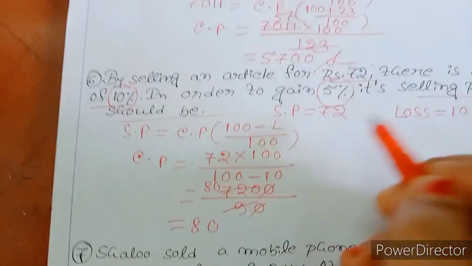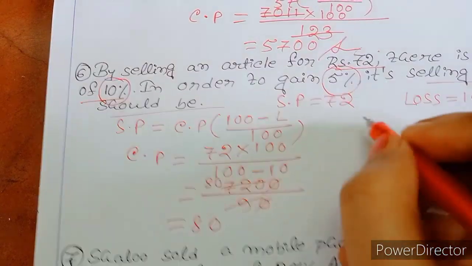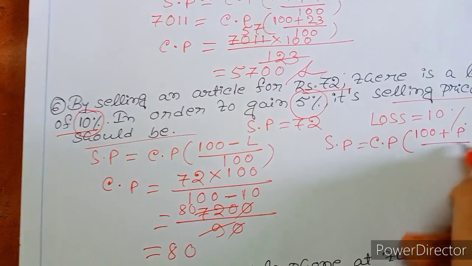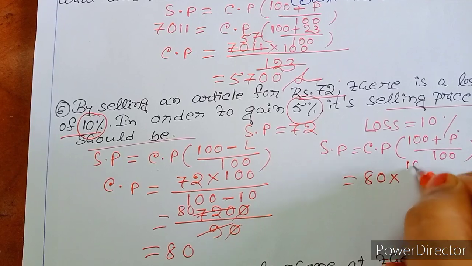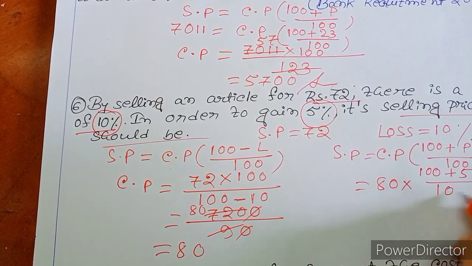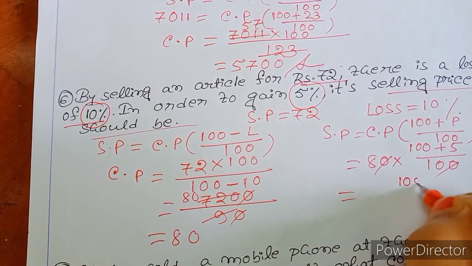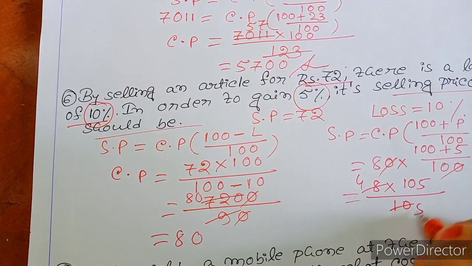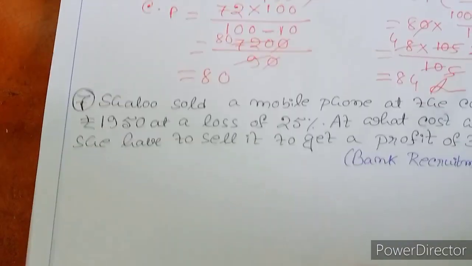Now in order to gain 5%, its selling price should be. Now we want to gain 5%. So selling price equal to cost price into 100 plus P by 100. So 80 is the cost price. 80 into 100 plus P, P means gain 5%, 100 plus 5 by 100. So 100 plus 5, 105 into 8 by 10. 84 is the answer. Next question.